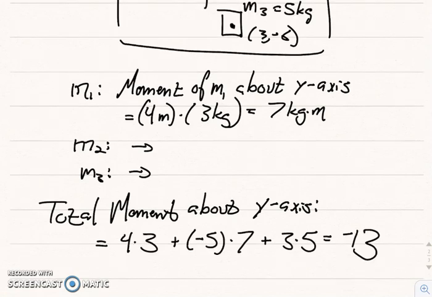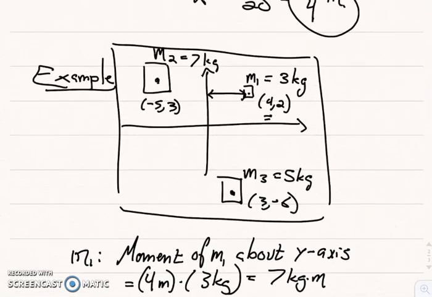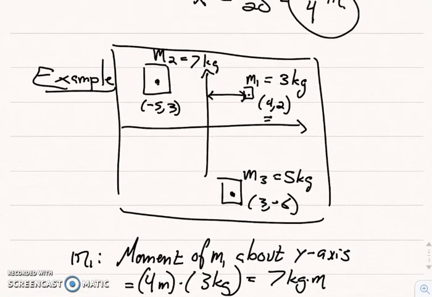So for that we have -13, and again our units here for a moment are kilogram meters. And again, we can think of this number as a measure of the torque of the system about the y-axis. The fact that this number is negative means that this whole system will have a tendency to torque or rotate in this direction about the y-axis. Or that the center of mass, at least in the horizontal direction, is somewhere over here, because we're getting a negative number.